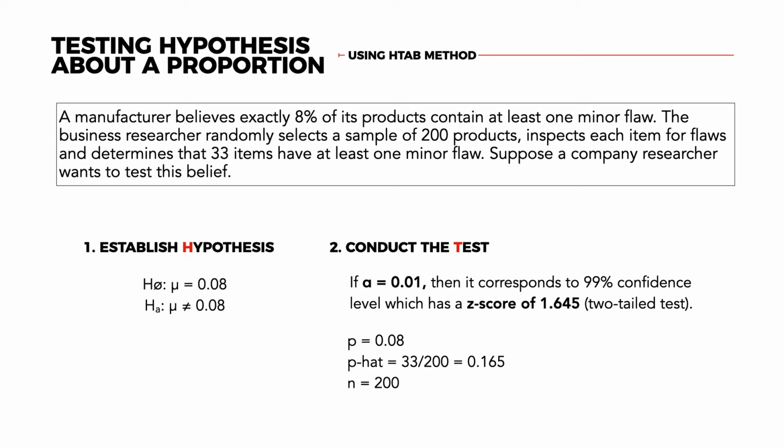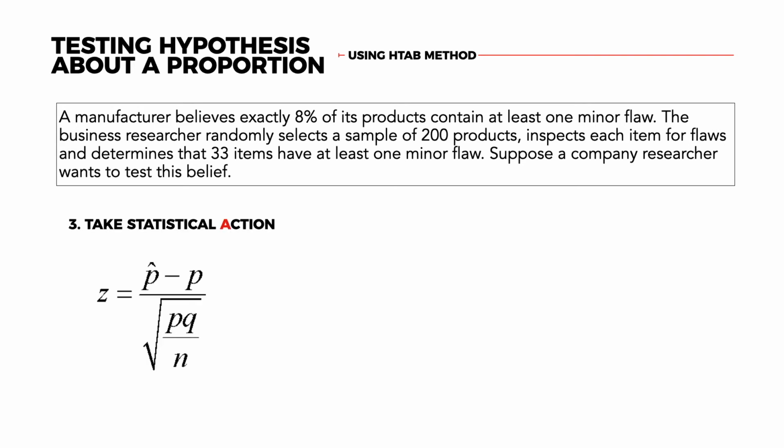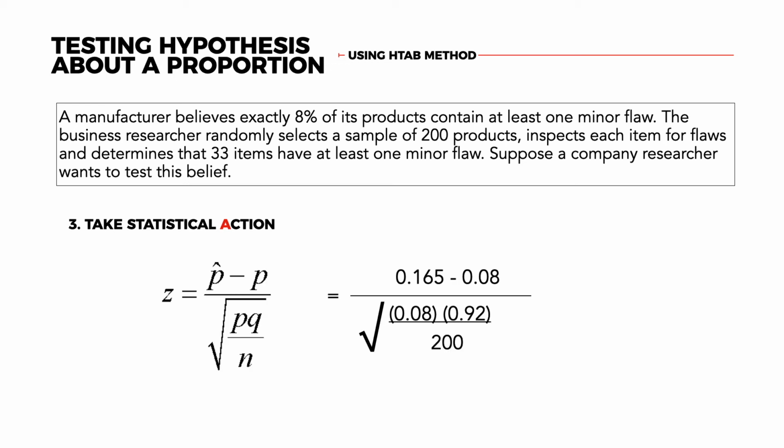So now let us compute for our z-score. The formula that we are using here is z is equal to p hat minus p all over the square root of pq over n. And so our p hat is 0.165. The value of our p is 0.08. This is divided by the square root of 0.08 times 1 minus 0.08, which is 0.92, all over 200. This ultimately gives us the final answer of 4.43.